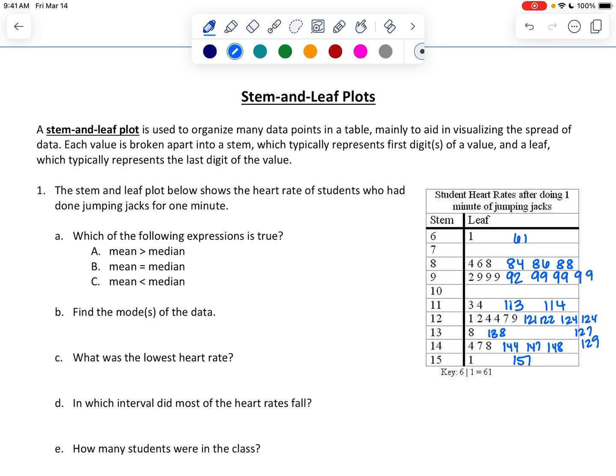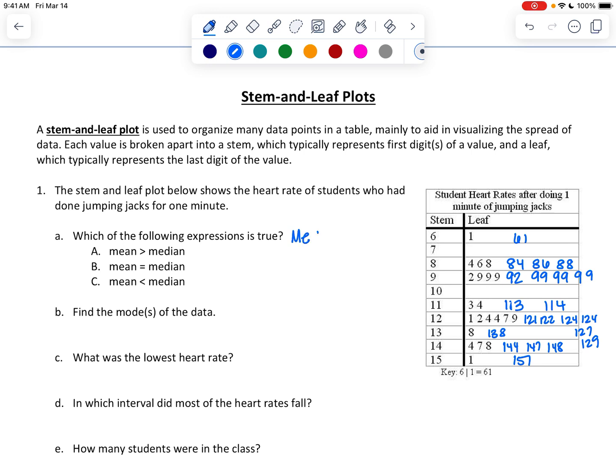So it's just a way to organize your data. All right. We have to find the mean and the median, so we can compare them to answer part A. The mode is part B, and we're going to do exactly what we did before. It's just the data is given to us in a different way.